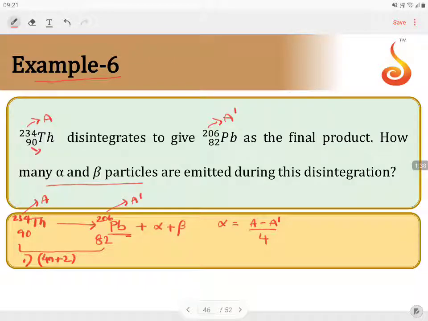Similarly, 90 corresponds to Z and 82 corresponds to Z dash, so that beta is equal to Z dash minus Z plus 2 alpha. We are going to use this formula in the upcoming slide to find the answer to this particular question. Let us go to the next slide.